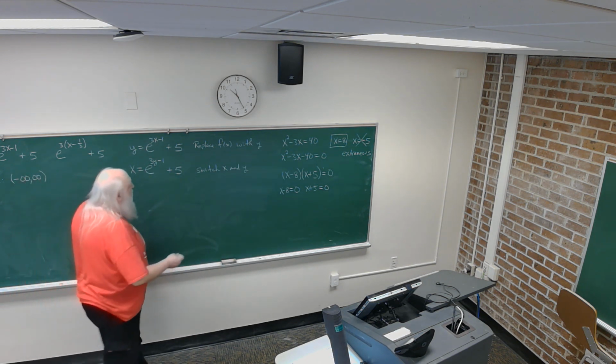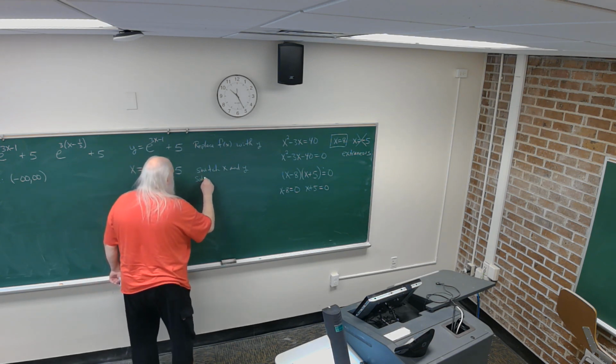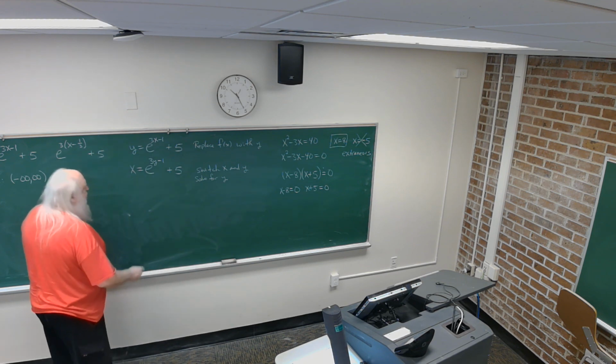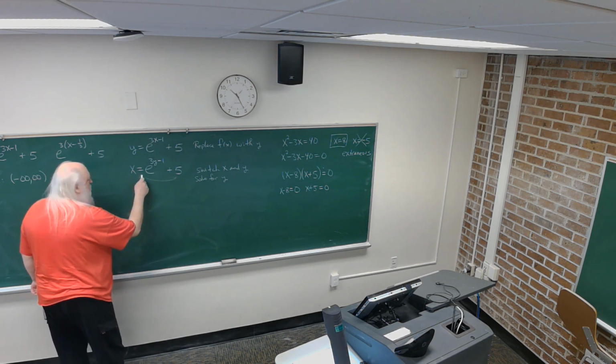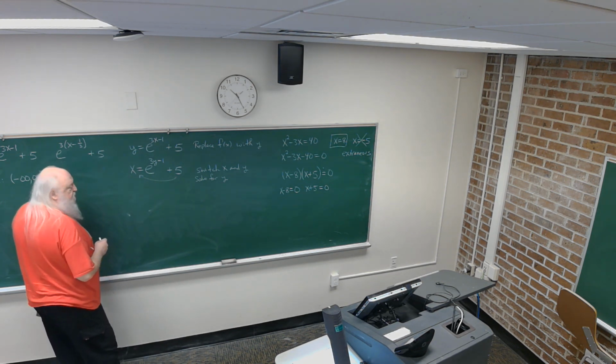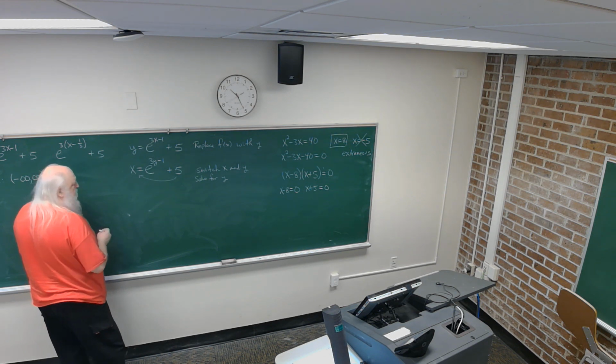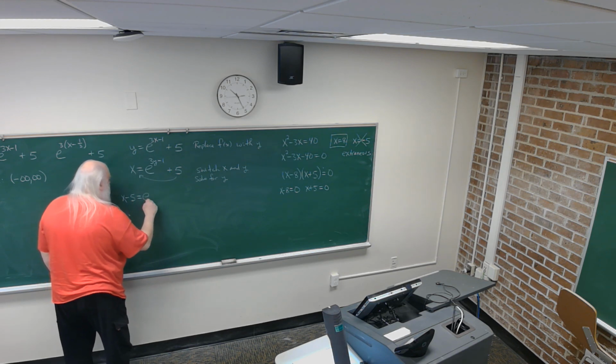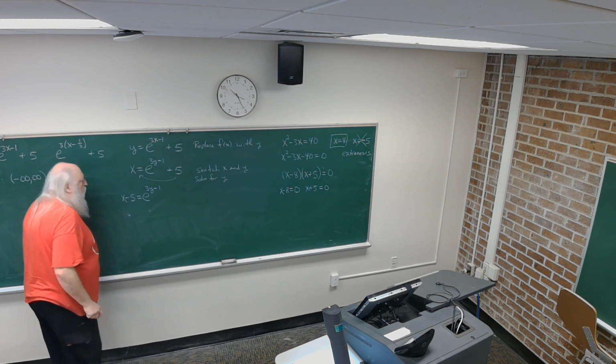Step number 3, solve for y. So we can subtract 5 from both sides. Move the 5 from the right side to the left side by subtraction. And we have x minus 5 is equal to e raised to the 3y minus 1 power.